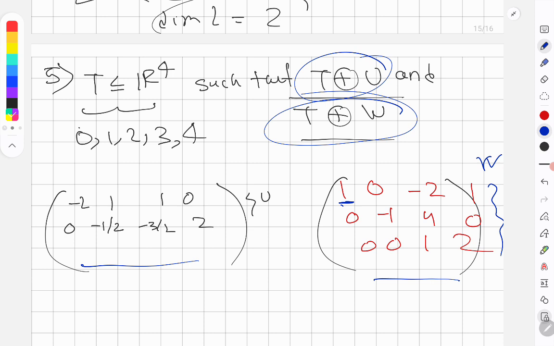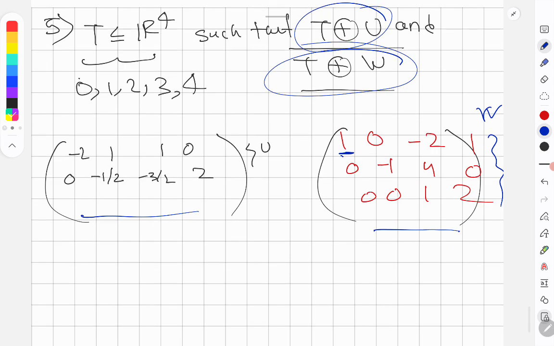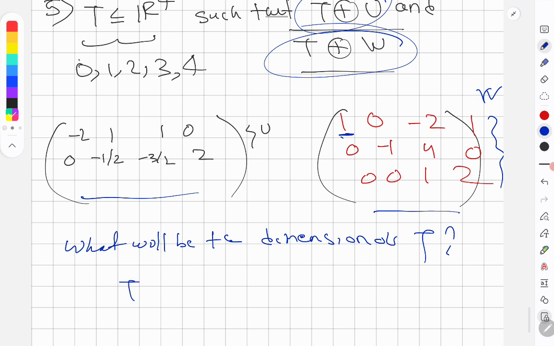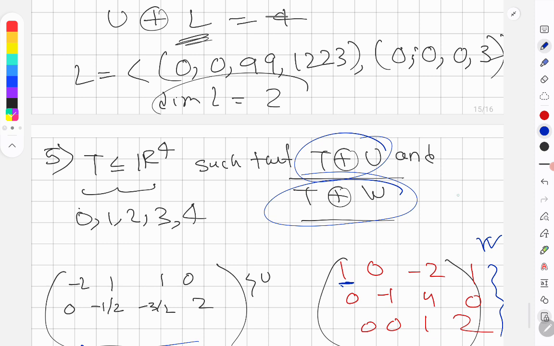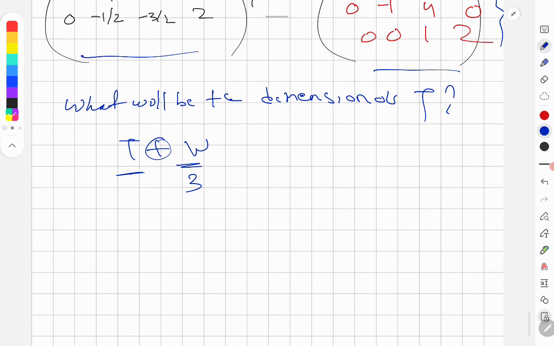Okay, so for T, what will the dimension of T be first? Because it should satisfy two conditions, right? So T plus W. What is the dimension of W? 3. And we don't know the dimension of this one, because in the question nothing is given. It could be 4 or 5 or something like that. Nothing is given, but you know we are in R4, right?